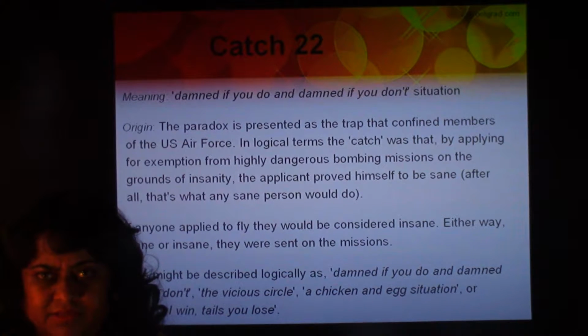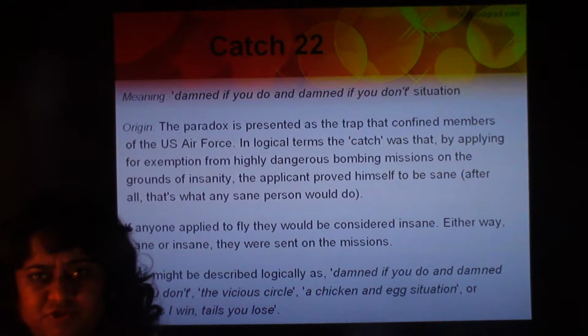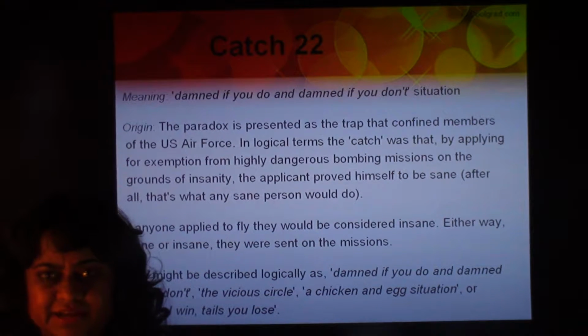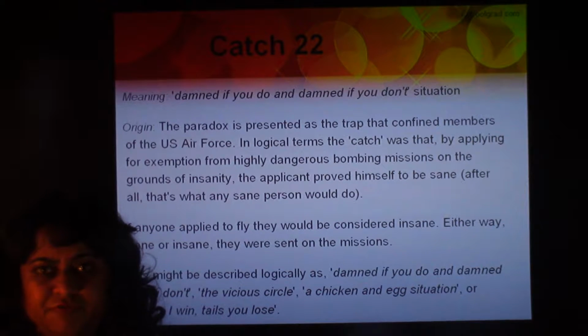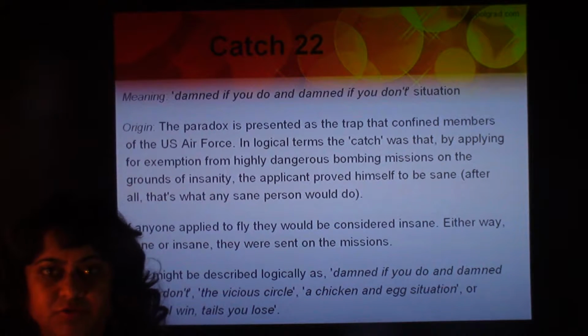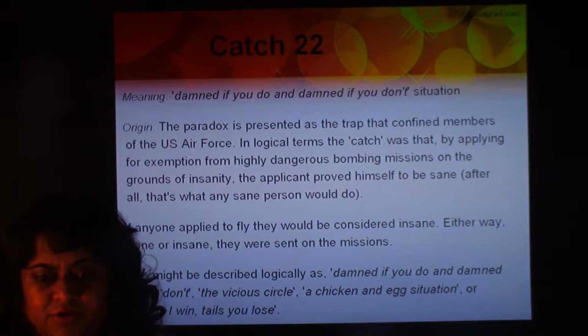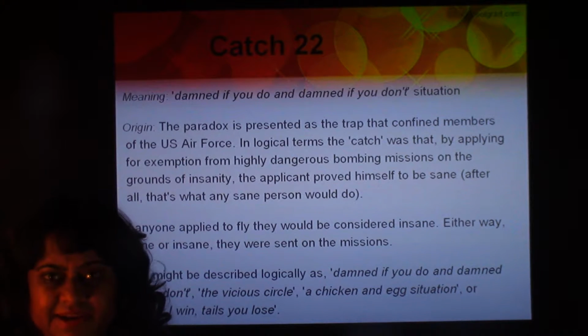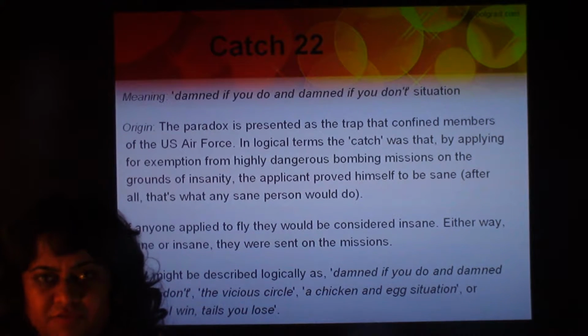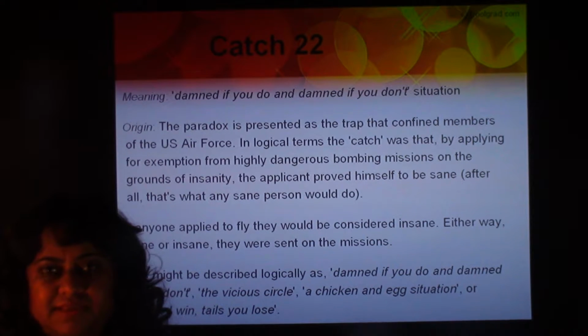And the only way they could not go on those missions was if they pleaded insanity. If you're in the military and you refuse to go to war, they can put you in jail, in prison for that, right? So the only way they could avoid going to war was if they pleaded insanity. That is, they had to go to the officer and say, I'm mentally incapable of doing this, I'm crazy, something like that.